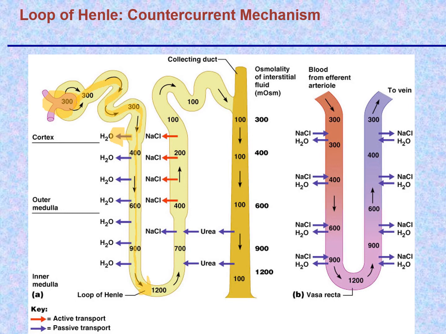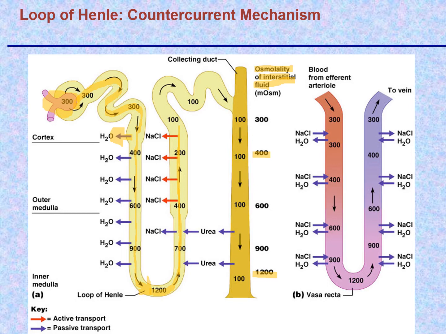Then the process changes, and what happens is as the fluid rises up in the ascending limb of the loop of Henle, this section of the loop is permeable to solutes, but not water. And so solutes, and we're talking about mainly electrolyte solutes like sodium chloride, get pulled out, because as you're moving up, you're going into an area of tissue that has a lower interstitial tissue fluid osmolality. So you're going from high to lower osmolality, and so salt can move out.